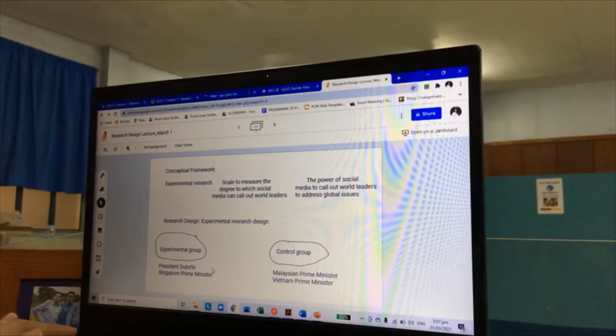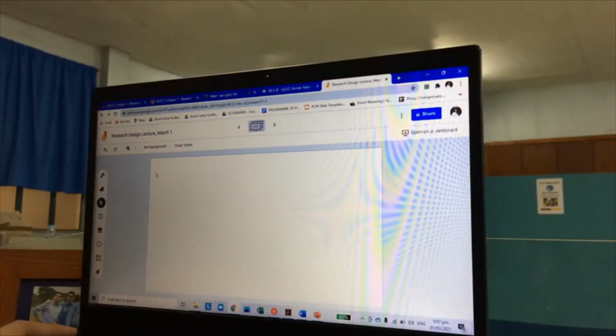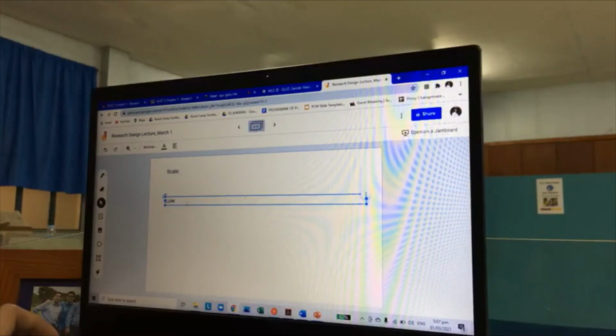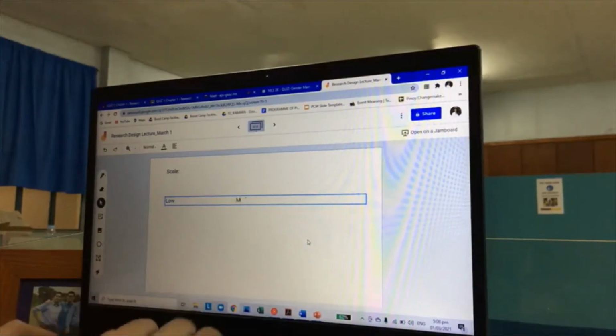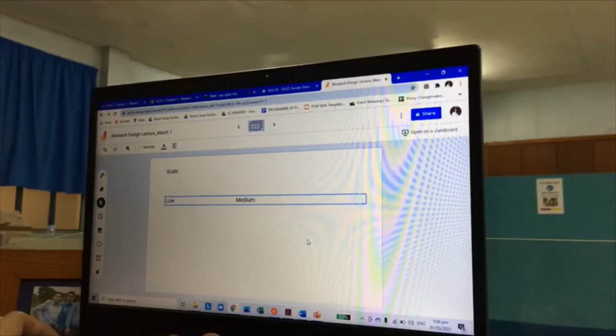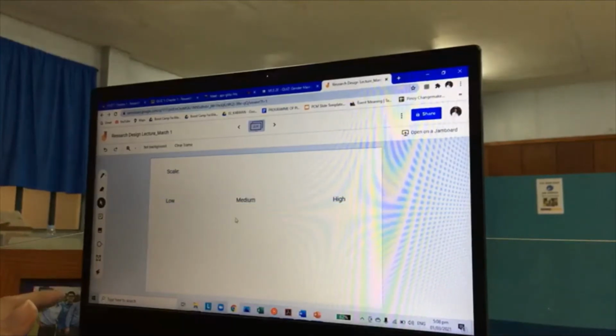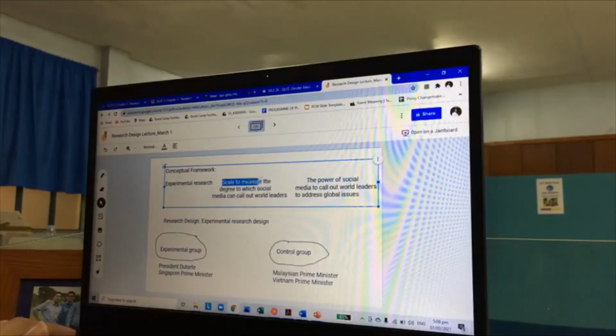This discussion is actually quite long. We have 25 minutes left, and I think we've discussed this enough. But here, the scale to measure the degree to which social media can call out world leaders, we have to make a scale, and the scale would probably include low, medium, or high. It's a simple scale. What is this scale again? We're trying to find a scale to measure the degree to which social media can call out world leaders.